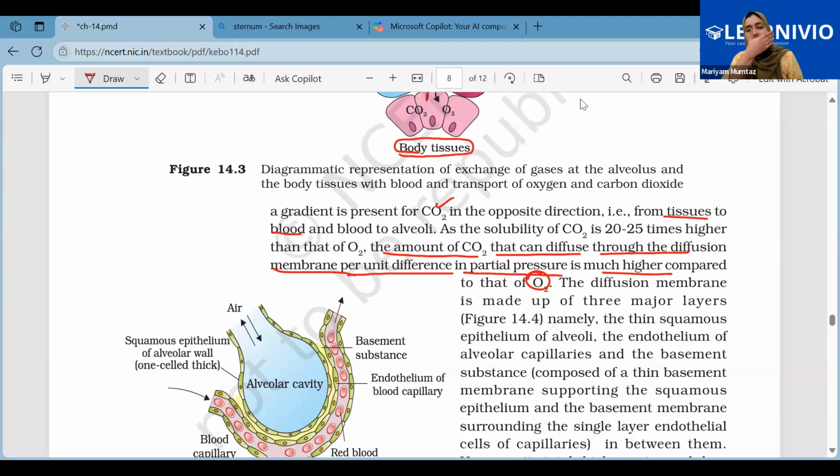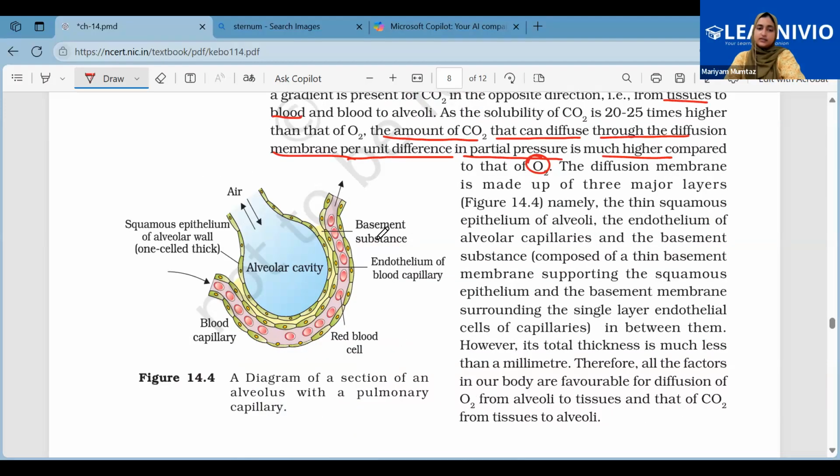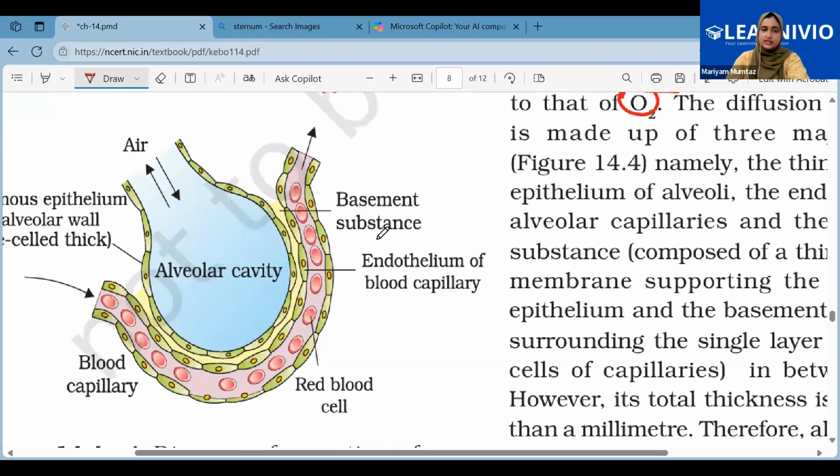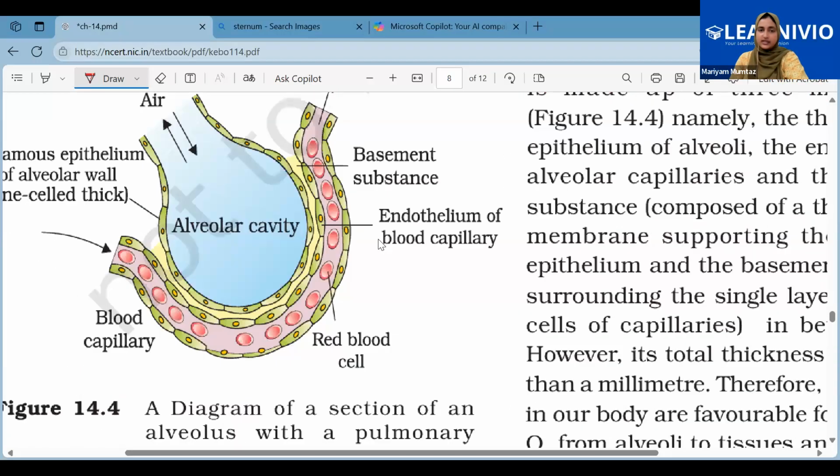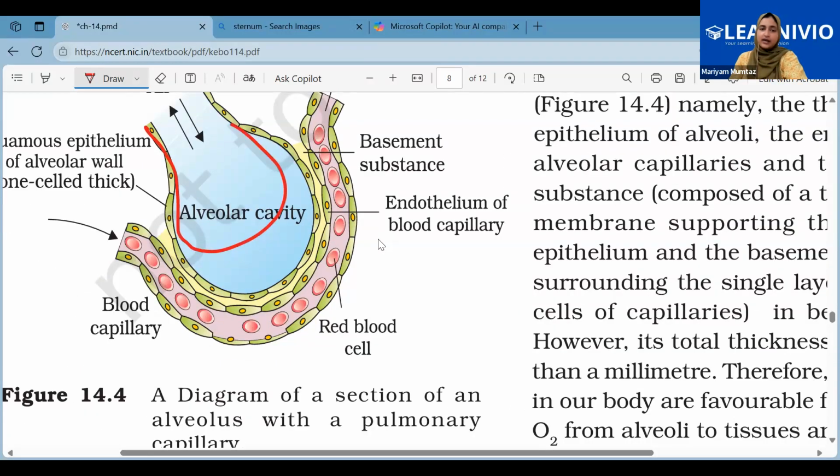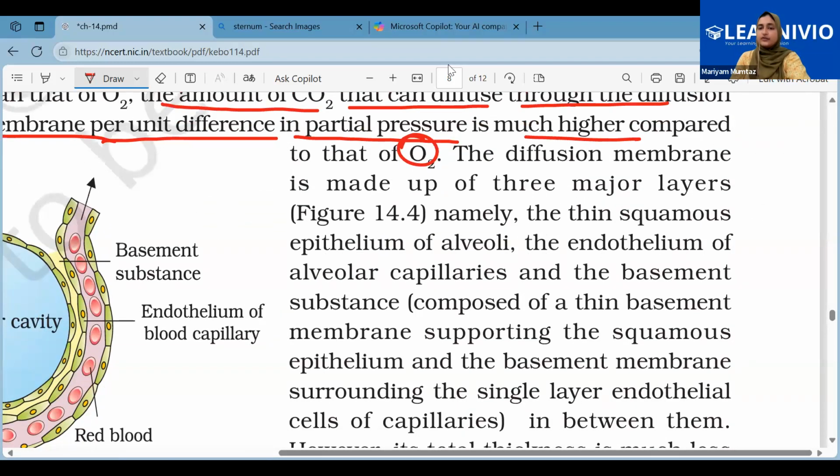So remember, I told you the solubility of the gas and the thickness of the membrane are very important in altering the diffusion process. So now we'll be talking about the diffusion membrane. In this picture that you see over here, this is the diffusion membrane. See this bulbous structure, this part is the alveoli, right? And now we have to see what are the different parts that are associated. The diffusion membrane is made up of three major layers.